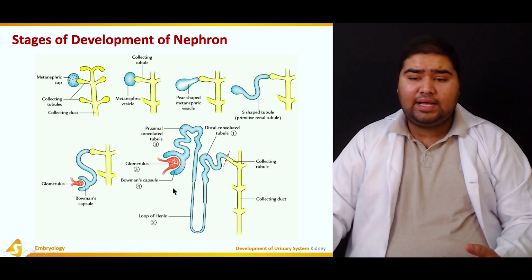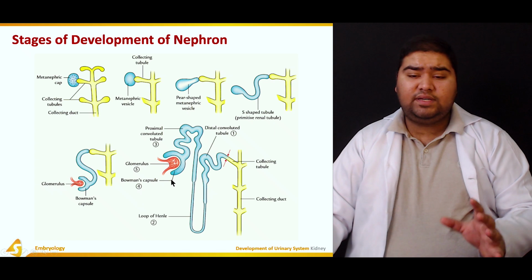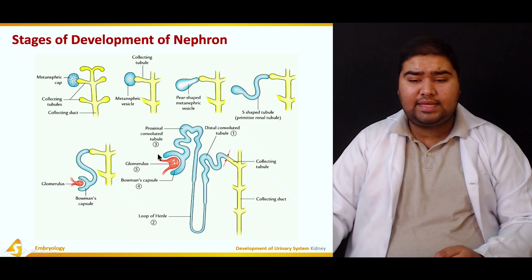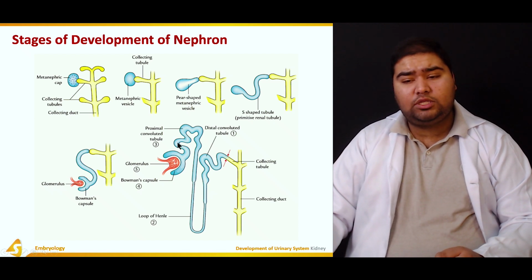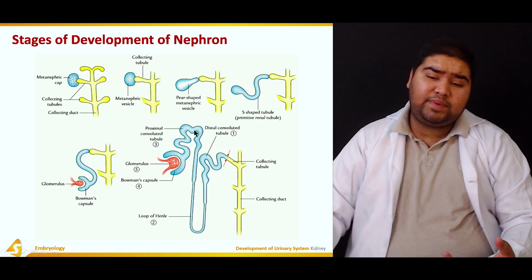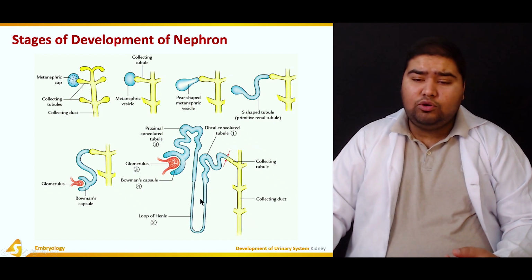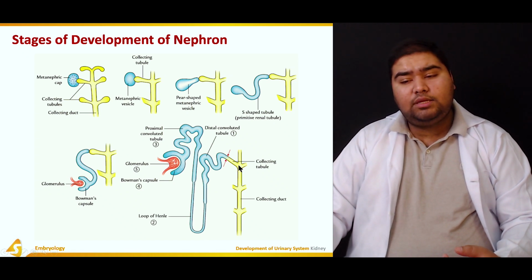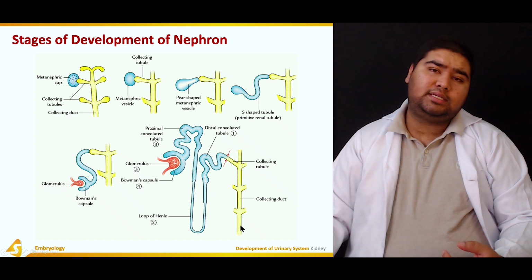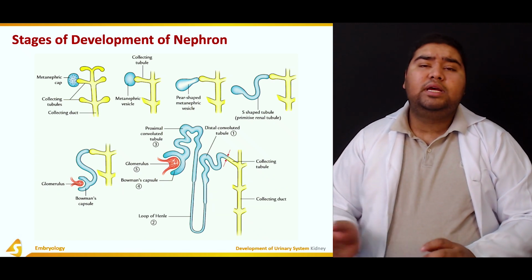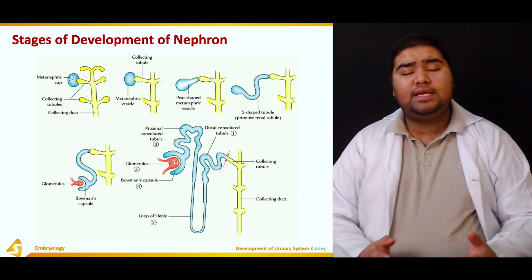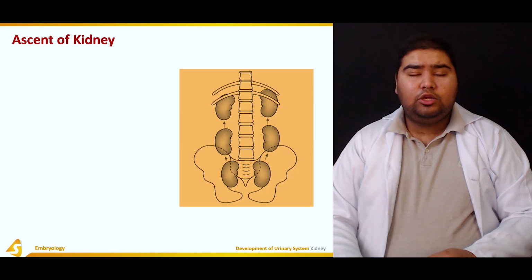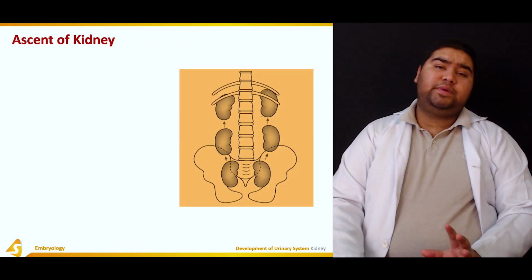The adult nephron has various parts. Firstly, starting from one side, we have the glomerulus and the Bowman's capsule. Then we have the proximal convoluted tubule, also called the PCT. Then we have the loop of Henle. Then we have the distal convoluted tubule, the collecting tubule, the collecting duct. The collecting duct will finally collect the urine and take it to the minor calyces, the major calyces, and then the renal pelvis, and finally the ureter. So this was all about the development of the kidney.